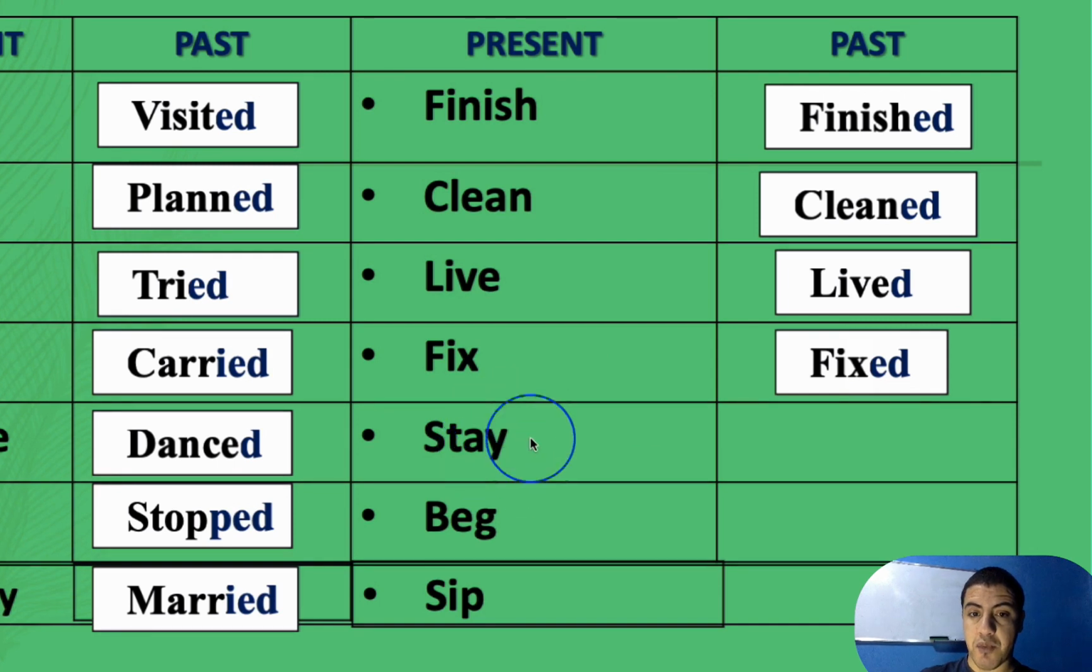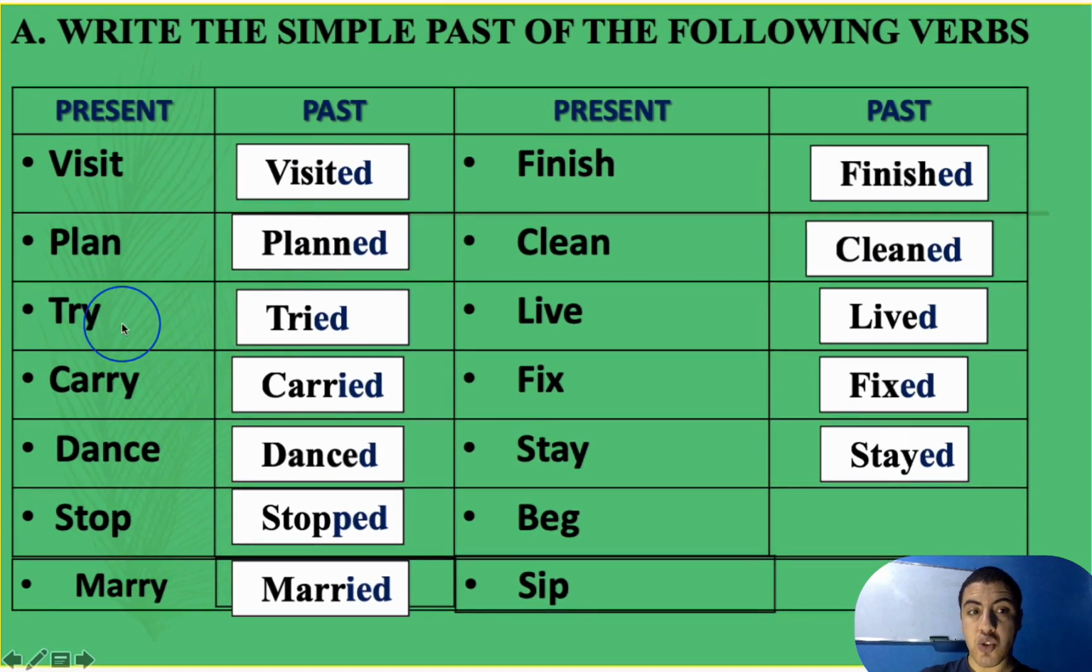Stay, pay attention here, we have Y again. But before Y, we have a vowel. So when we have a vowel before Y, we just add ED. Please pay attention between stay and try. For try, we delete Y because we have a consonant before Y. But for stay, we do not delete Y because we have a vowel before Y.